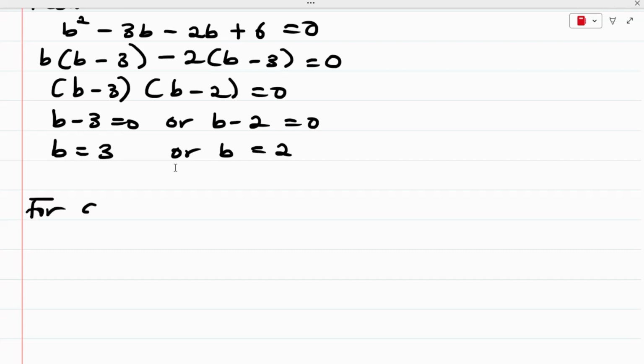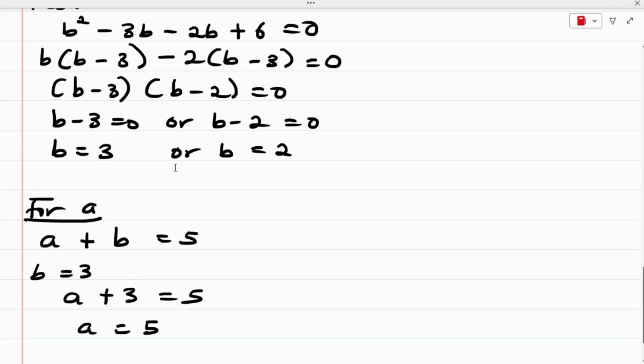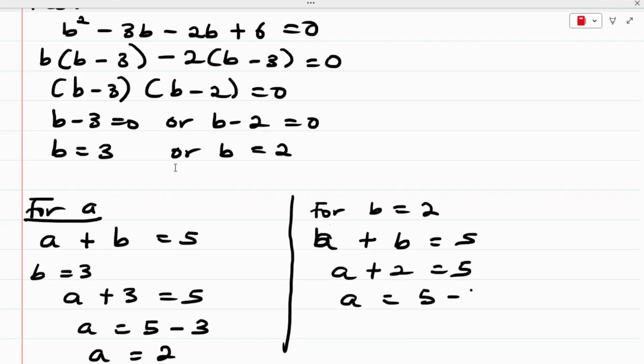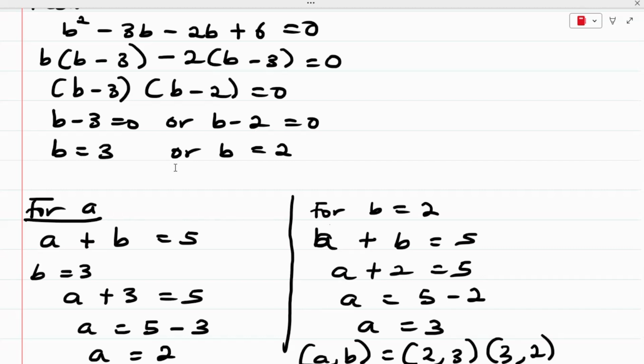So let's simply solve for a. We know that a plus b is equal to 5. If b is equal to 3, we have that a plus 3 is equal to 5, a is equal to 5 minus 3, and a is equal to 2. So we have this right now. Let's simply work for b equals 2. So a plus b is equal to 5, a plus 2 is equal to 5, a is equal to 5 minus 2, and a is equal to 3. So therefore, we have the values of a and b to be, when a is 2, b is 3, and when a is 3, b is 2. So that is what we have right here.